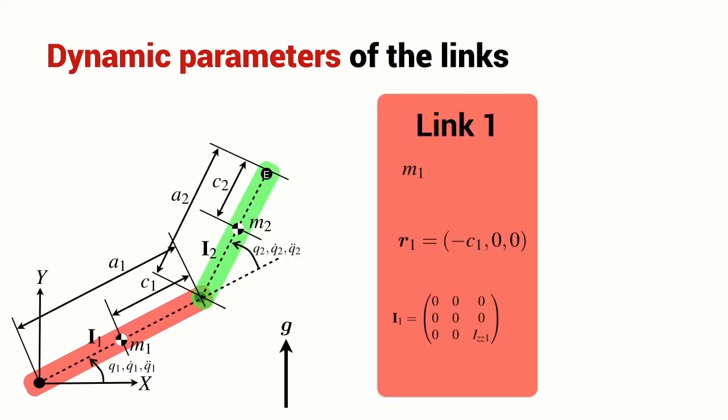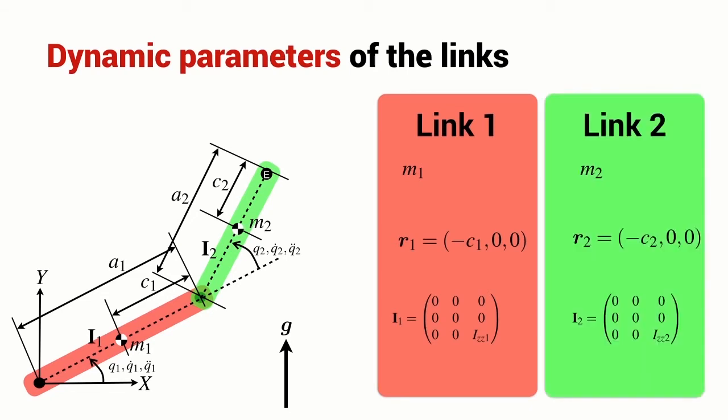So for link number 1, those parameters are m1. The center of mass is negative c1 in the x direction. The other 2 elements are 0. The vector r1 describes the position of the center of mass, and in this case it's negative c1, and the y and z components are equal to 0. And we have the inertia matrix, which has only got 1 element, and that is the inertia about the z-axis. Now in this case the z-axis is coming at us out of the page, so we have only 1 finite element, that's I, z, z1.